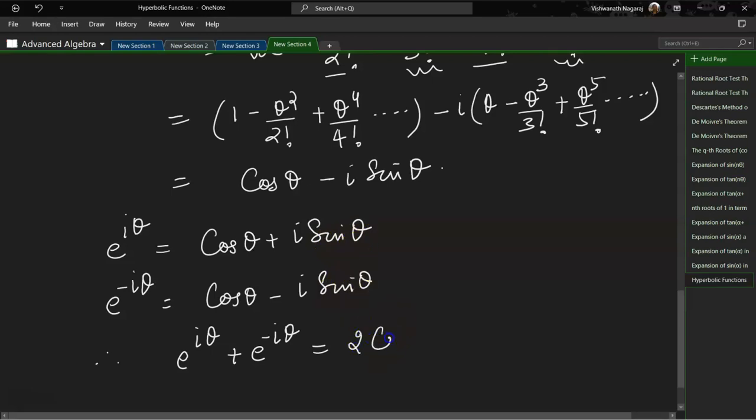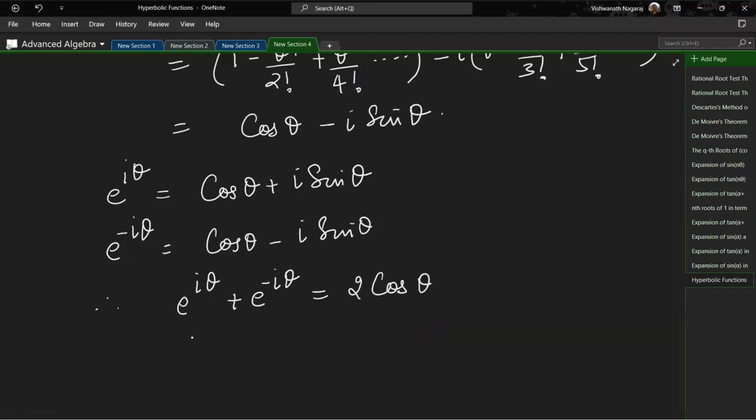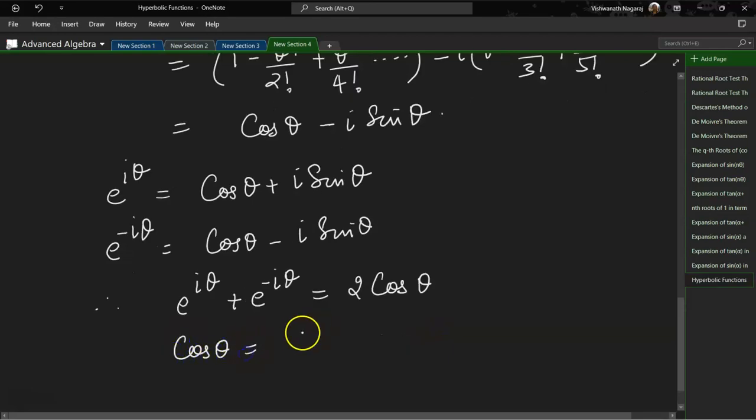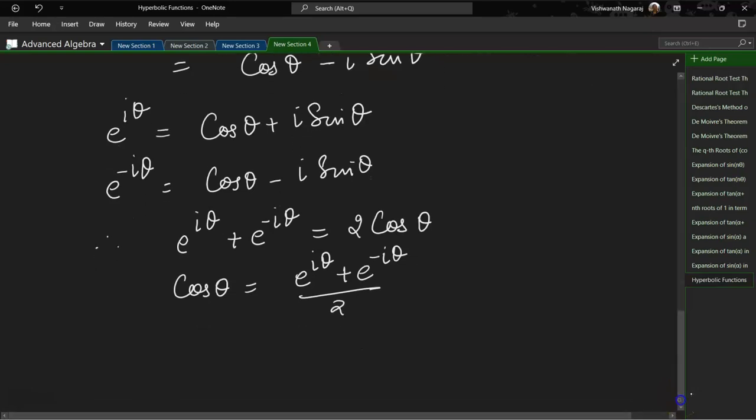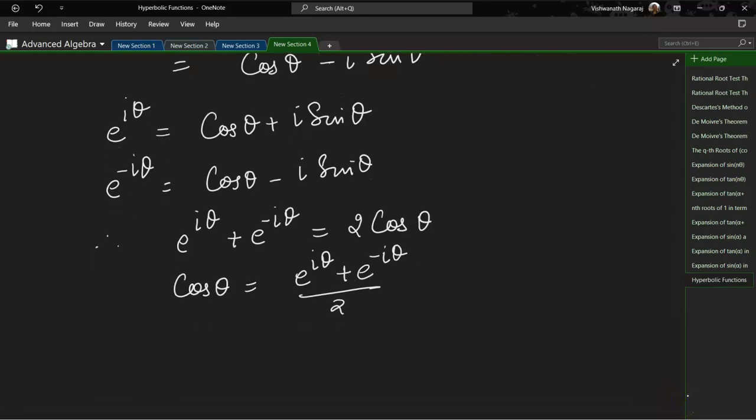We will end up with 2 cos theta, which means cos theta is equal to (e^(iθ) + e^(-iθ))/2, right? Now, if we add them, we get something. If we subtract them, cos theta will disappear. So something related to sin theta will come up.